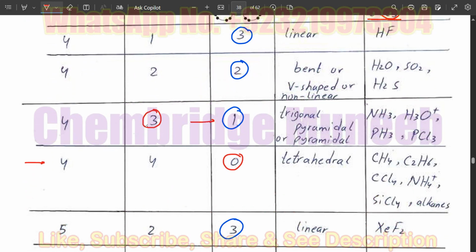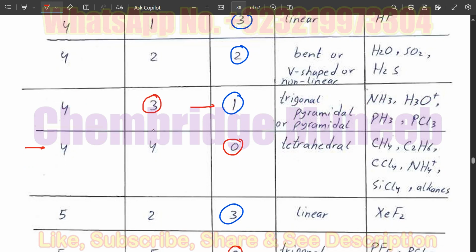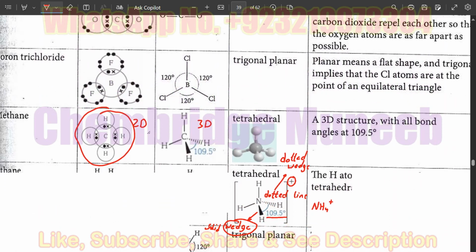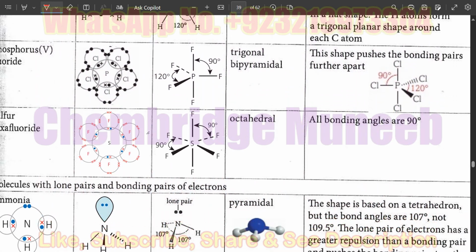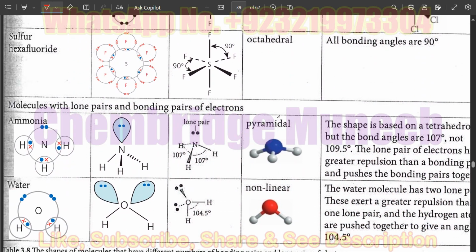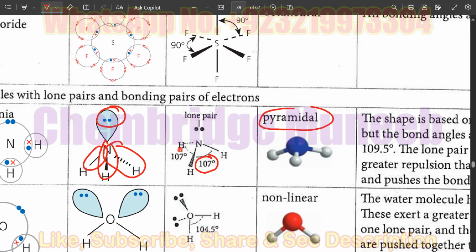So in this example, if there are 3 bonding pairs and 1 lone pair, the structure of this molecule will become pyramidal. This one. This is a case in which there is 1 lone pair and 3 bonding pair. The example is ammonia. In this example, the angle is 107 degree. The angle is 107. Why is it 107?